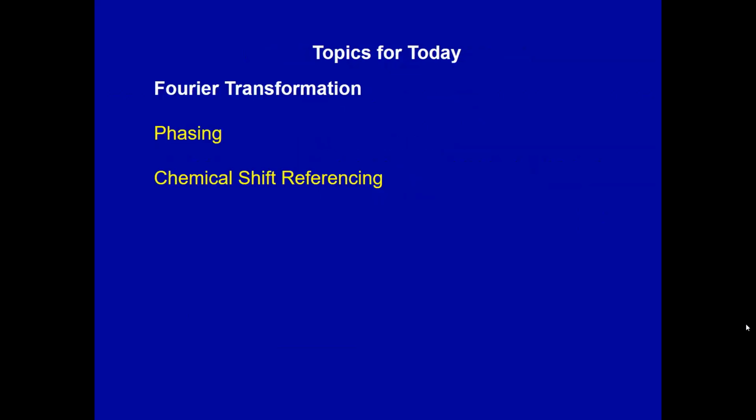Today we will talk about several aspects that are related to the processing and interpretation of MR data. Fourier transform, the first topic, is used in a variety of applications for NMR, and also for many other fields.